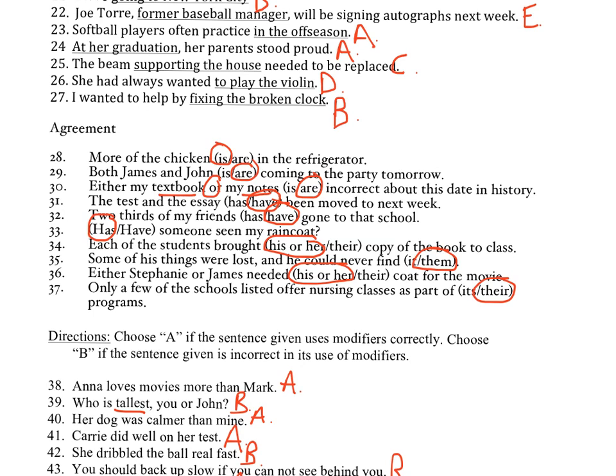Only a few of the schools listed offer nursing classes as part of their programs. Few is your antecedent here, and few is always plural. There are actually only 4 indefinite pronouns that are always plural: both, few, many, and several. And that makes sense. If you think about those words, they always refer to a plural quantity.